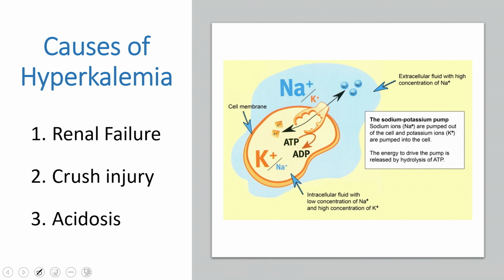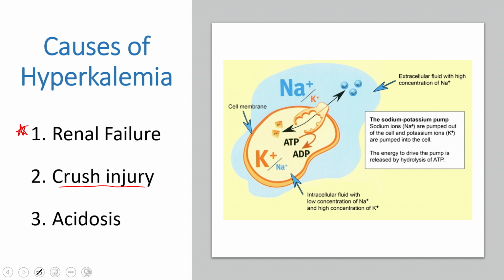The causes of hyperkalemia are, number one, renal failure. We see this the most, and you've got to think about it in your renal failure patients, especially when they've missed dialysis. Their kidneys don't work. They can't waste potassium like they're supposed to. It builds up in their blood and it can get toxic for their heart. Other patients you need to think about it with are crush injury.